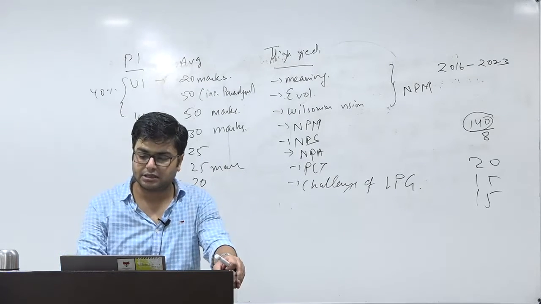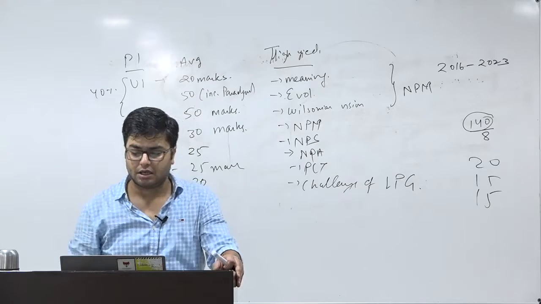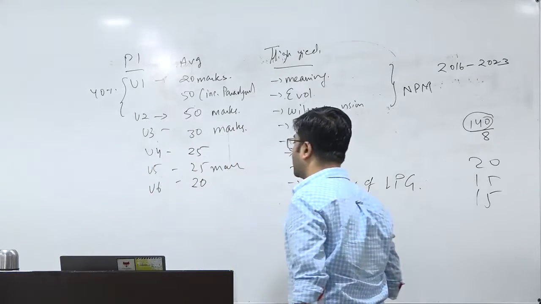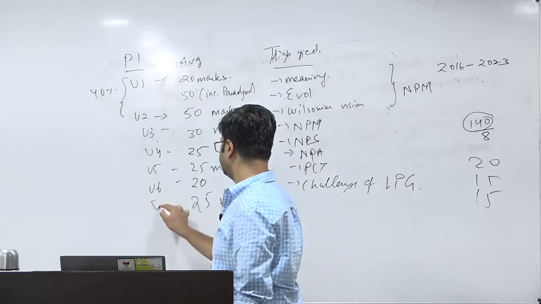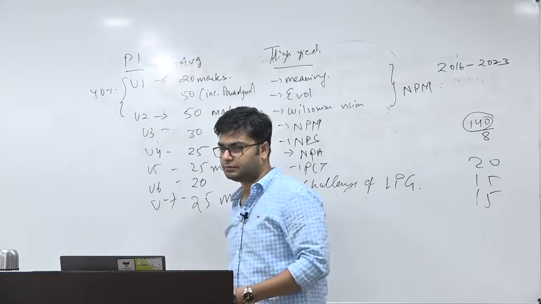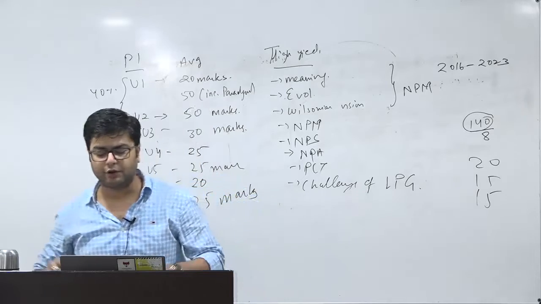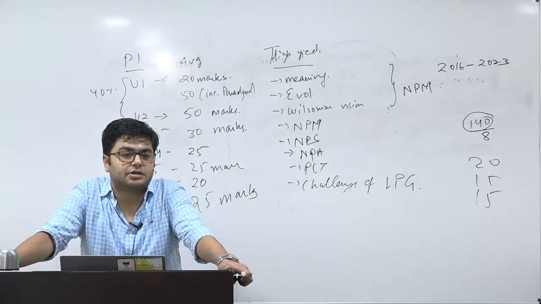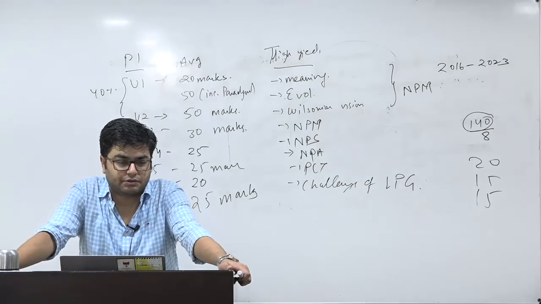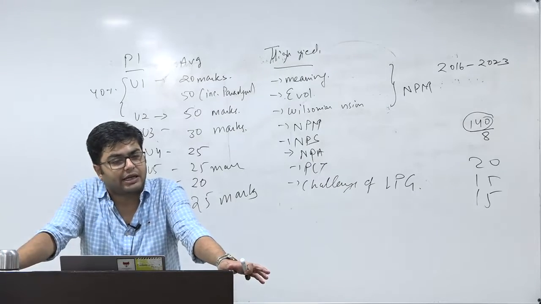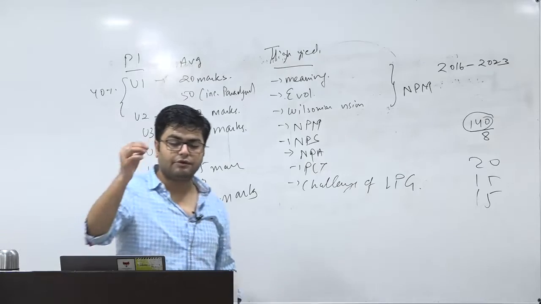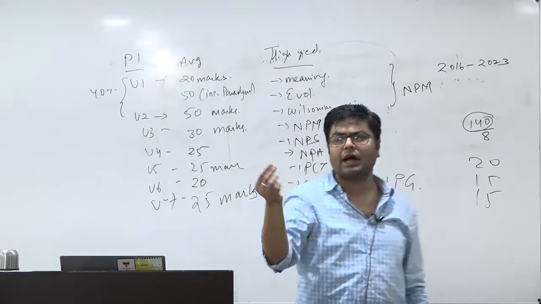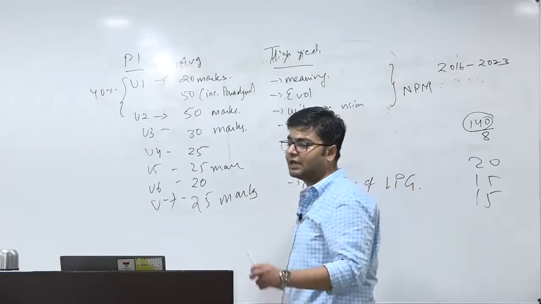CPA is again 25 marks. Comparative public administration from the Riggsian point of view, the current status of comparative public administration and certain abstract areas. Okay, let me give you an example of a PYQ.